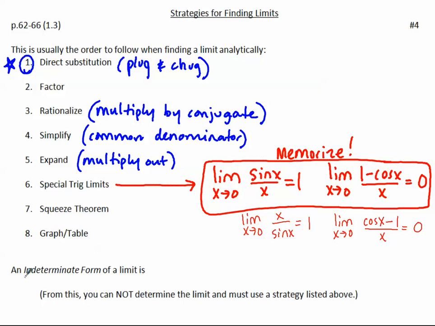When you evaluate a limit, usually starting by direct substitution, and you find that you're getting an indeterminate form, what that means is you evaluate and you get 0 divided by 0, or infinity divided by infinity. These forms tell you nothing. From these forms, you cannot determine the limit. Therefore, you must find a different strategy to manipulate and find the limit.